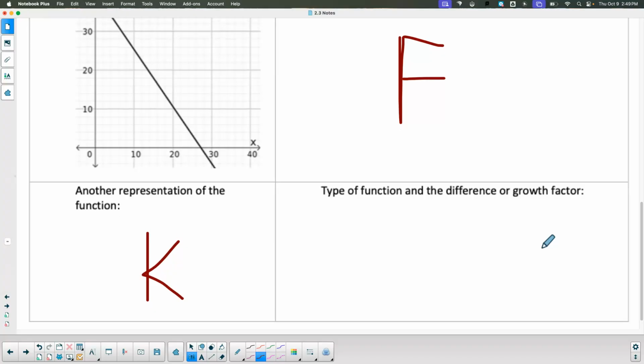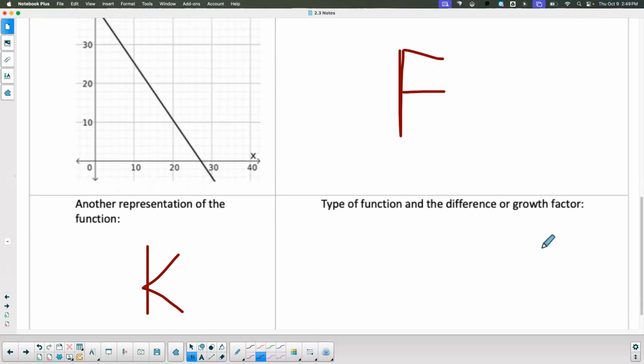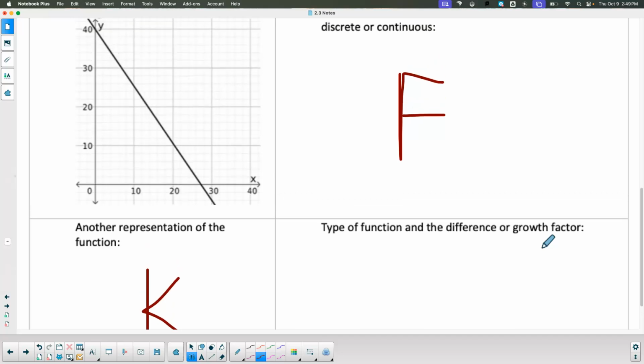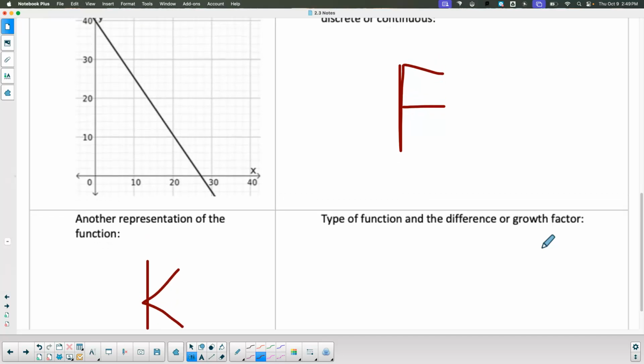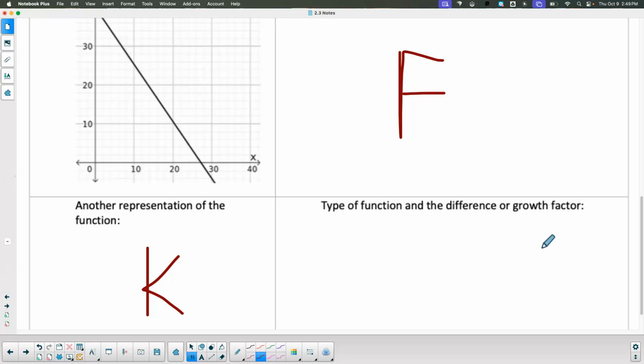And number 9, I got F and K. This one is linear. And I think it's -22 over 60. No, 50, yeah.